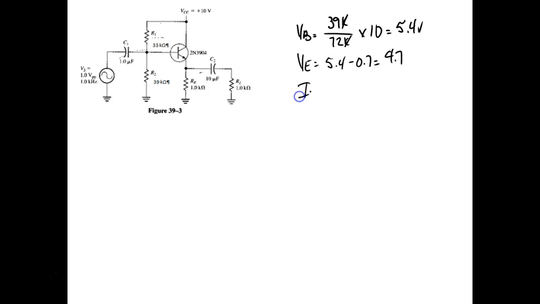So now I can calculate IE. IE would be equal to 4.7 divided by 1K. I can do that in my head. It's 4.7 milliamps, right? AV would be equal to approximately 1, because my input does this, my output's going to do that. You understand? The 0.7 of a volt has already been taken out when we biased it, so that's not going to come out of our output signal. What's going to come out of our output signal is re prime.